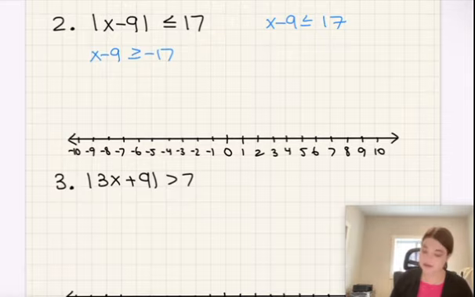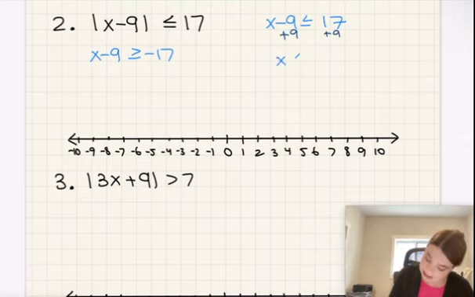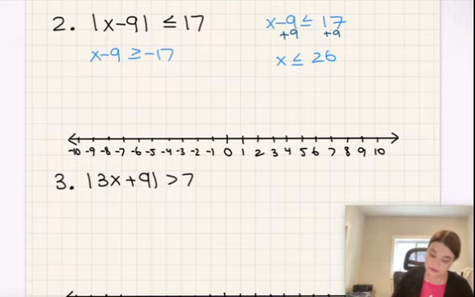So first thing I'll do for this first one, I'm going to add 9 to both sides. And if I do that, I will get that x is less than or equal to 17 plus 9, which is 26. And then for this other one here, I'm going to add 9 to both sides as well.